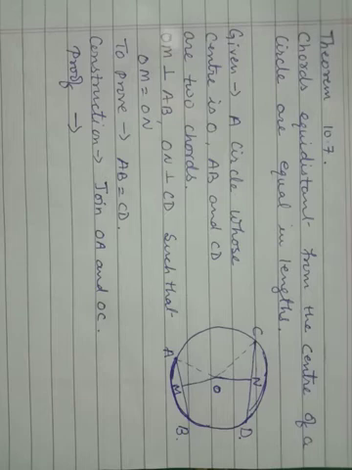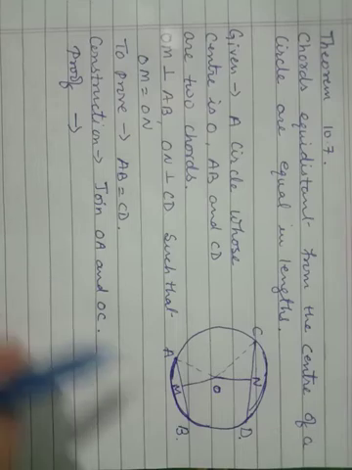Now, theorem 10.7. Chords equidistant from the center of a circle are equal in length. This theorem is the converse of the previous theorem. In that theorem it was given that chords are equal and we had to prove that they are equidistant from the center. In this theorem, it is given that chords are equidistant and we have to prove that they are equal in length.